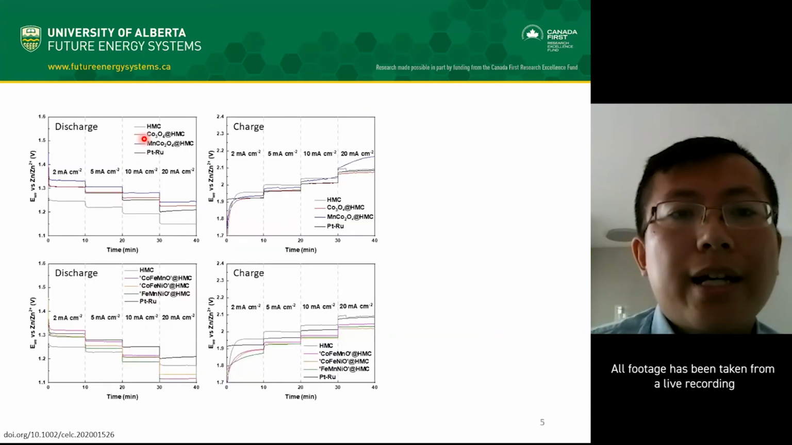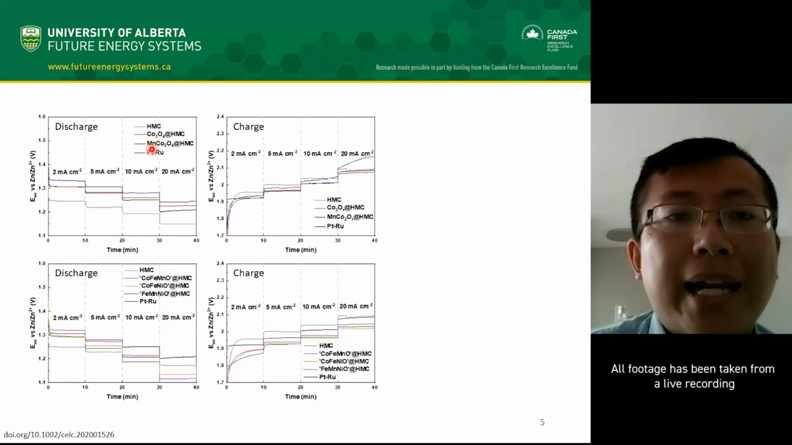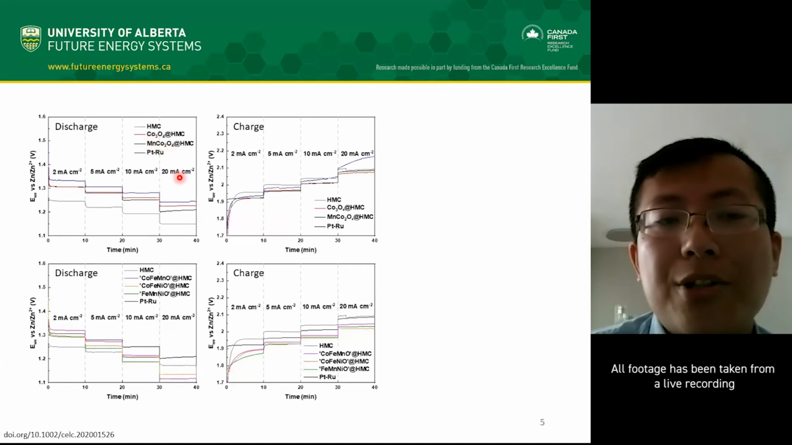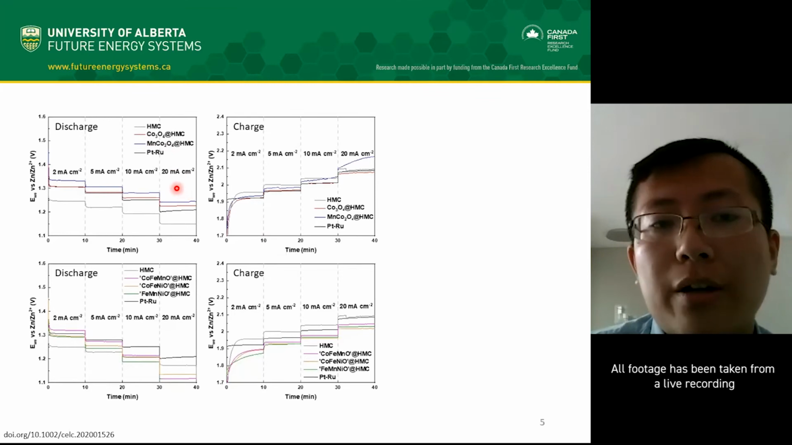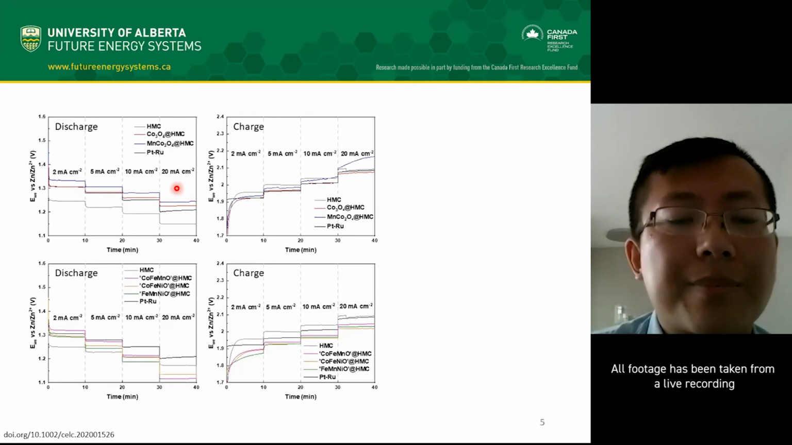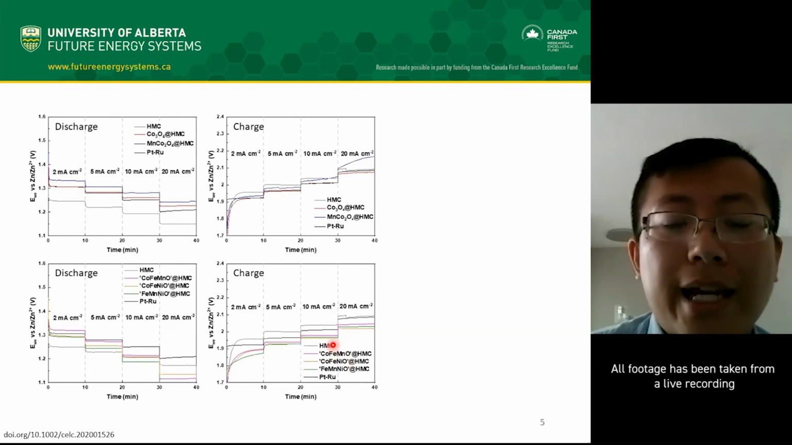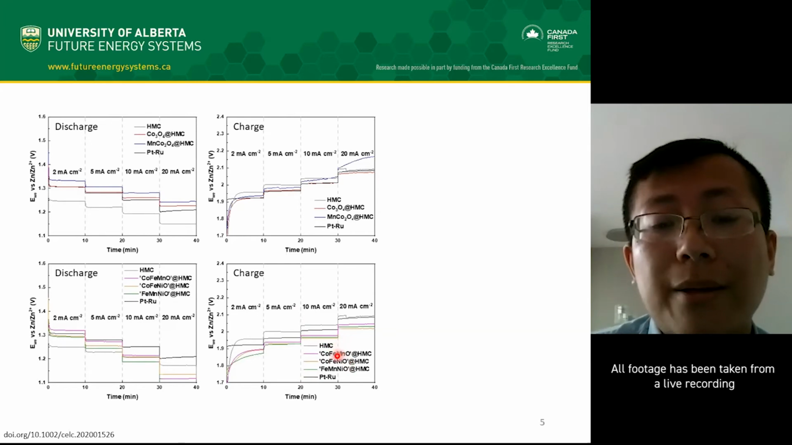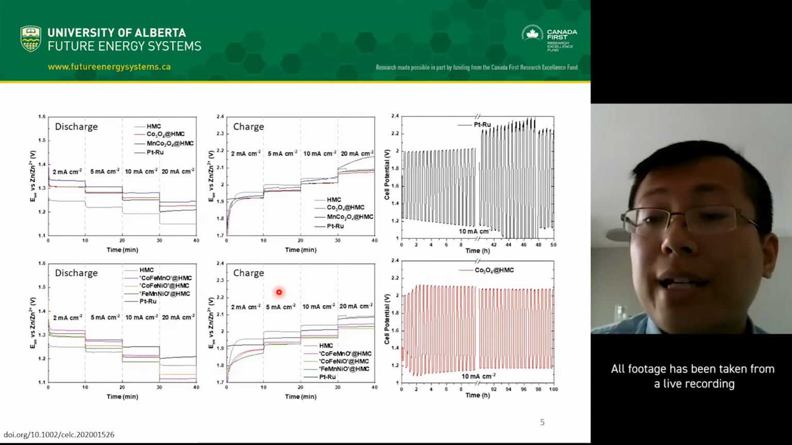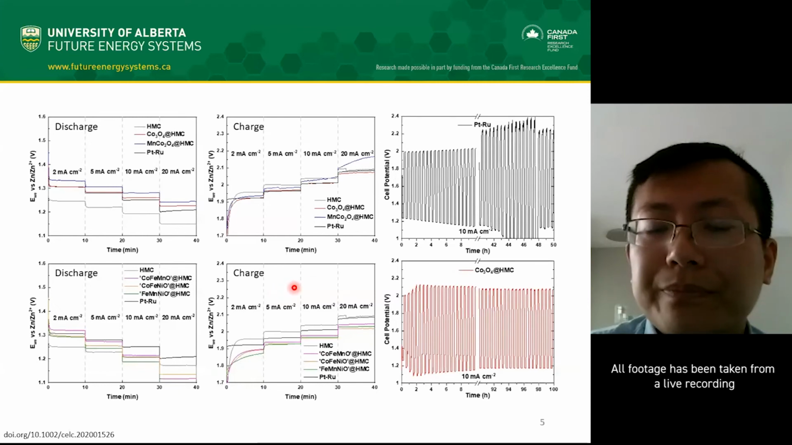In terms of performance, the cobalt oxide decorated HMCs and manganese cobalt oxide decorated HMCs exhibited much higher discharge potential than the benchmark 30% platinum and 15% ruthenium dioxide. In terms of charging potential, all three trimetallic oxide decorated HMCs exhibit a much lower charging potential than the benchmark platinum ruthenium. This is an indication that all the hybrids exhibit higher ORR and OER catalytic activity than the platinum ruthenium catalyst.